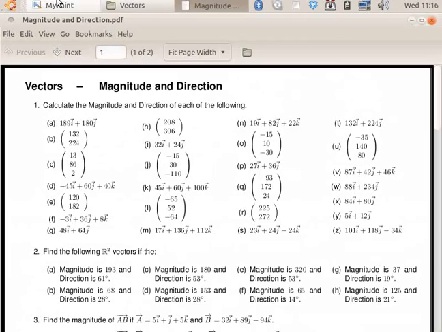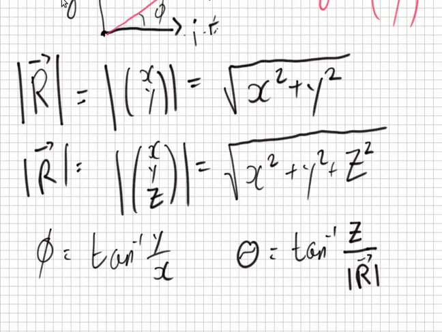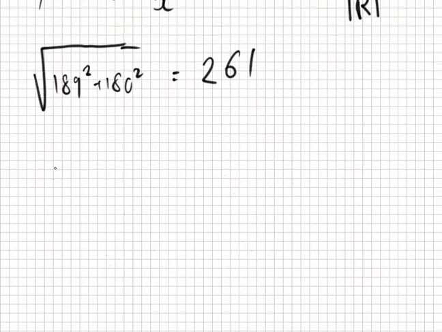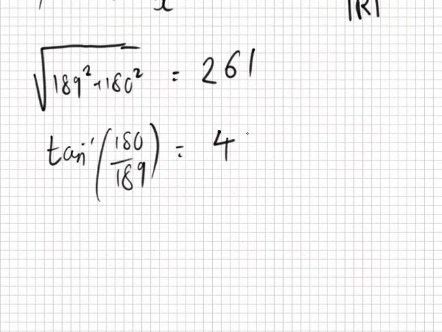So if I have a look here, it's 189 and 180. Okay. So it'll be square root of 189 squared plus 180 squared. And what did you say that was, Hassan? 261. And then the angle would be tan inverse of 180 over 189, which is 43.64. Okay, so to the nearest degree, it'd be 44 degrees.